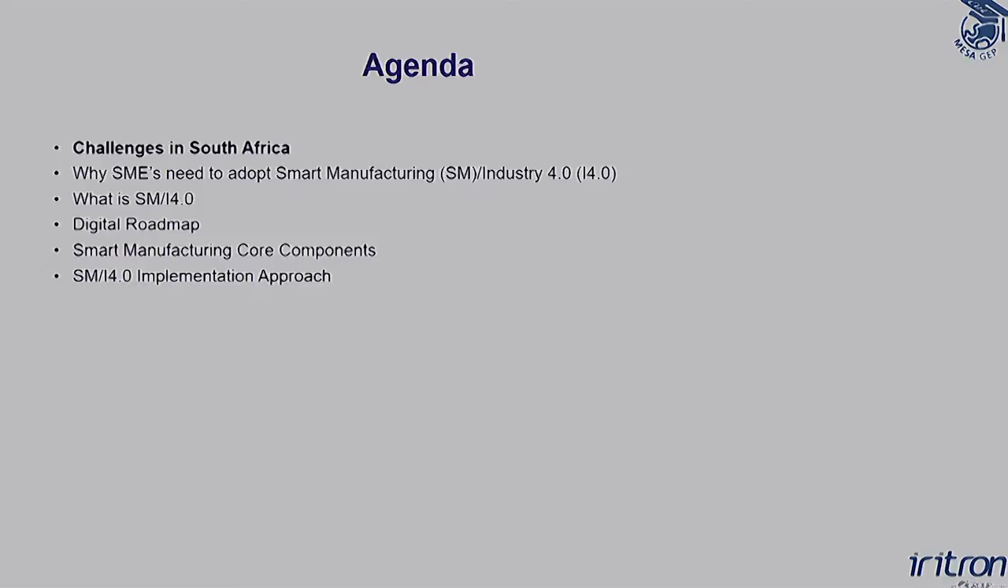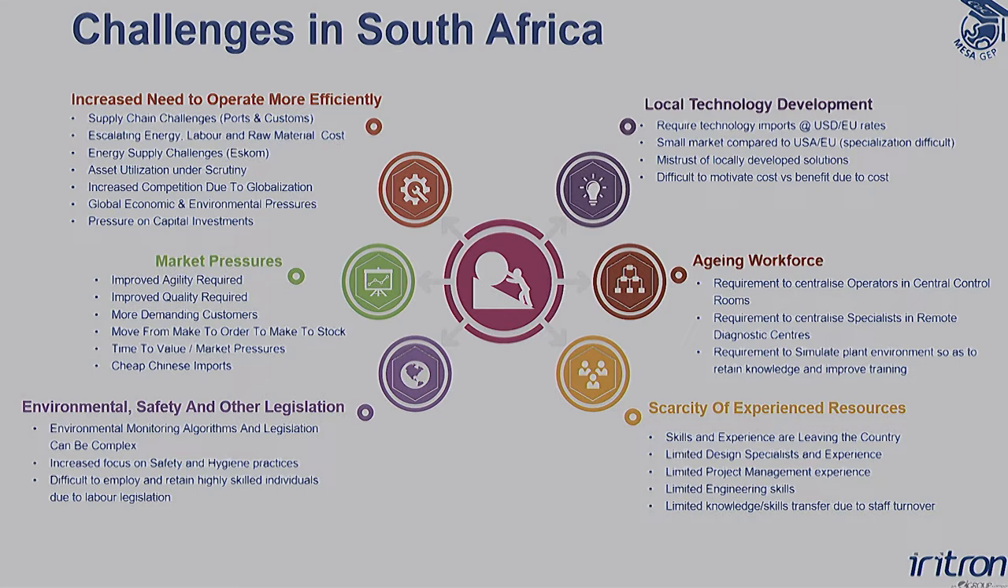So, firstly, why are we talking about using fourth industrial revolution technology to help us enhance manufacturing in South Africa? There are a number of challenges. So what are the challenges? We've got various challenges in South Africa. Some of our challenges are unique to Africa and South Africa, and some are global challenges that we have to contend with.